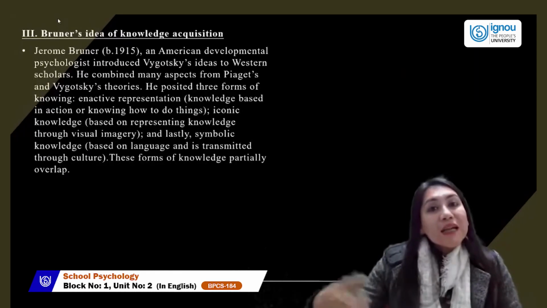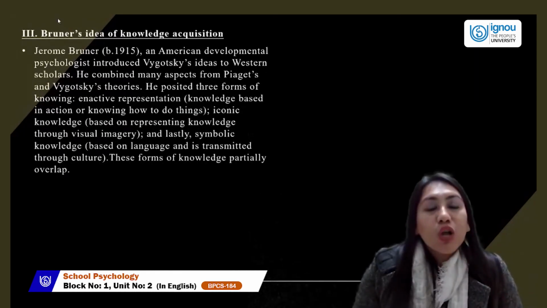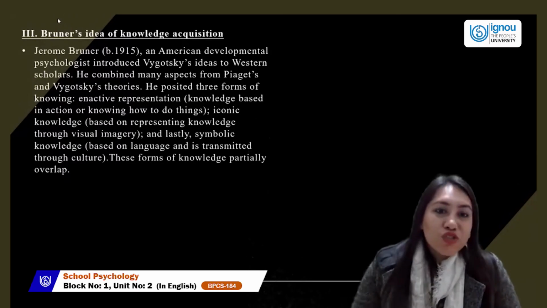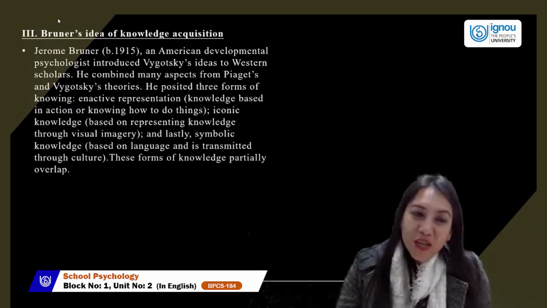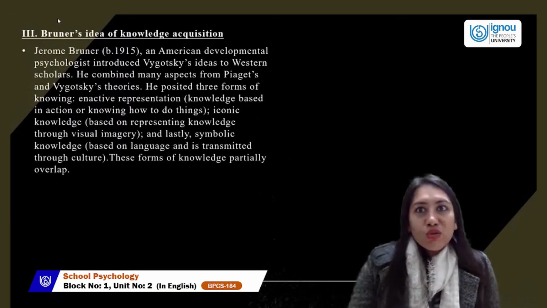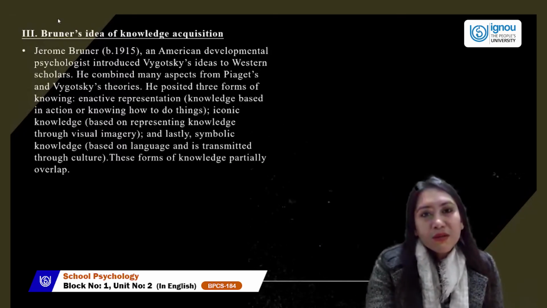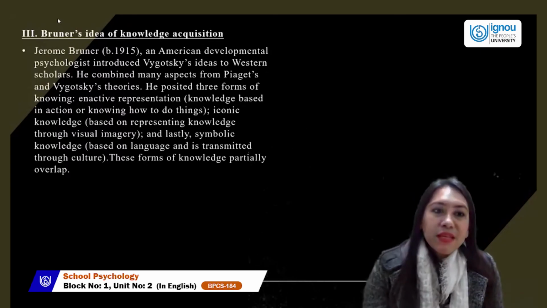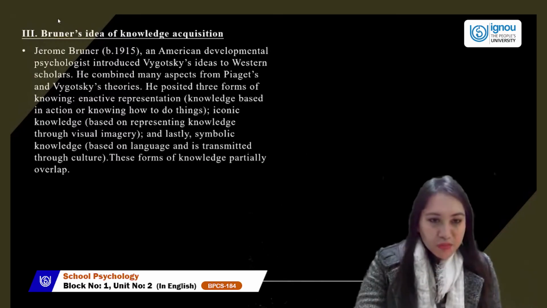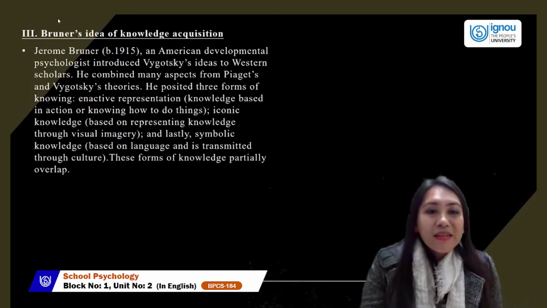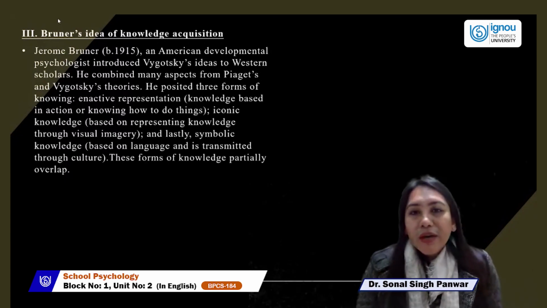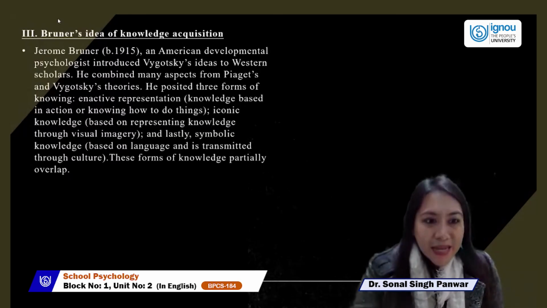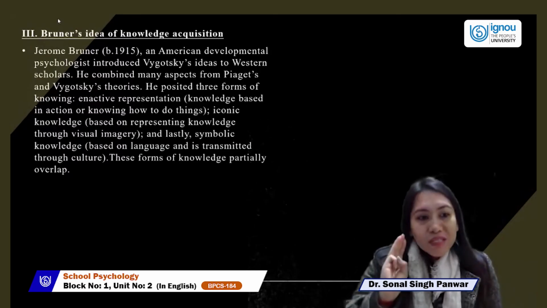Then moving ahead is another theory, Bruner's idea of knowledge acquisition. Jerome Bruner was another American developmental psychologist who introduced the ideas of Vygotsky to Western scholars. Bruner was also a psychologist of thinking. He gave the concept of creativity, and he extended Vygotsky's thought to the Western world. He combined many of Vygotsky's and Piaget's concepts together and gave rise to three forms of knowing: the enactive representation, the iconic, and obviously the symbolic knowledge.